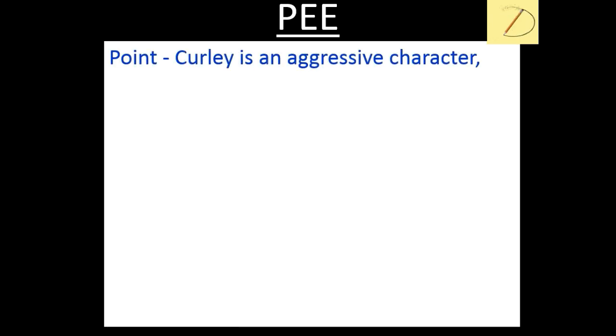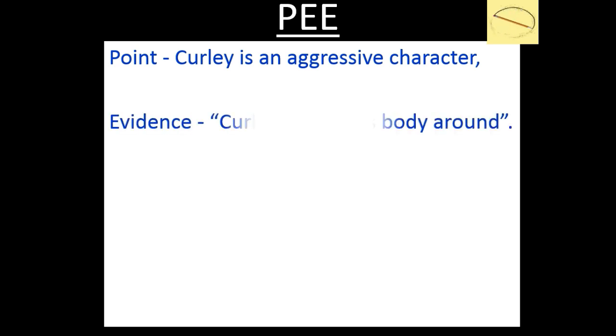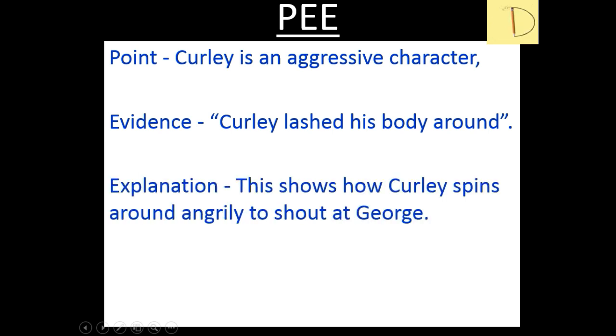So you've got your point, which should be one sentence or a little bit more than one sentence, and all you're doing is making a simple point based on the question. So Curly is an aggressive character. Your evidence, which you should embed into the sentence: Curly lashed his body around. So I've used this quote to prove my point that Curly is aggressive, and then all I'm doing in my explanation is basically describing or analysing why Curly lashed his body around, why that portrays Curly as aggressive.